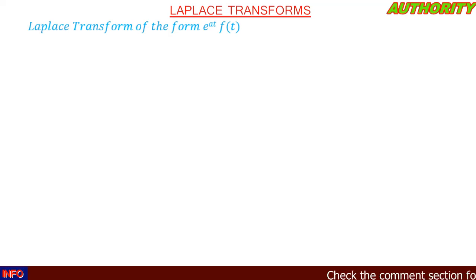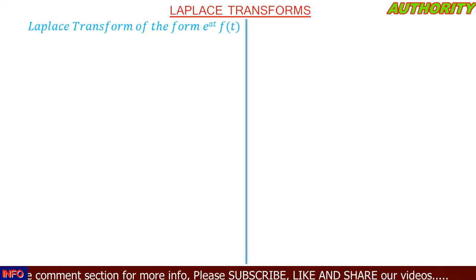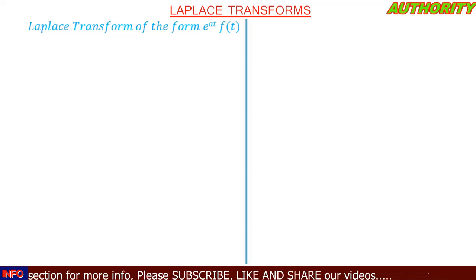Today, we are still considering Laplace transform. Let's see what we have today. Let's take a look at the Laplace transform of the form e raised to the power of at f of t. In our previous videos, in one of them, we treated what we called the first translation or shifting property, where you have e raised to the power of at f of t. But in this video we are going to build on that foundation to establish more principles.